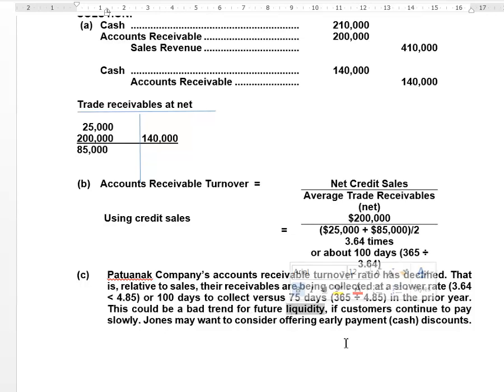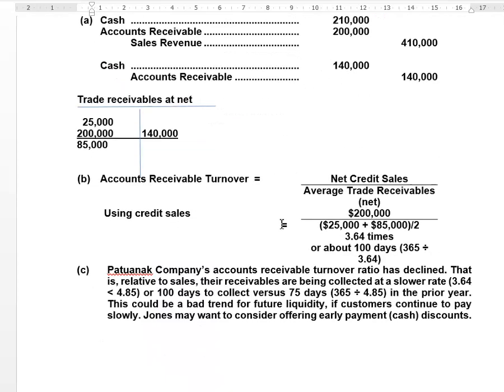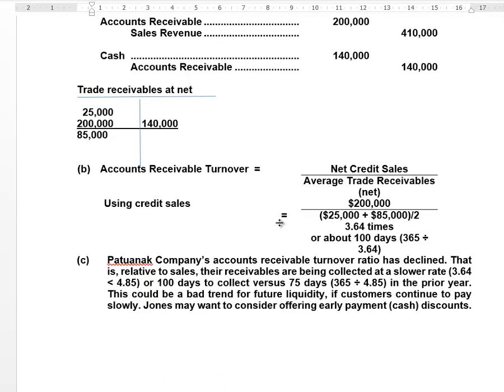So we have a problem liquidity-wise, because if we're not collecting our receivables quickly, we're not able to pay down our accounts payable as quickly, right? So our liquidity problem is worsening. Now, if we want to improve our liquidity situation, what we might consider doing is offering early payment or cash discounts. Remember, our question did say specifically that Patwanic does not offer cash discounts. So we would probably want to recommend that if they want to get their receivables in quicker, customers might pay them quicker if we give them an incentive to do so, and perhaps consider implementing a cash discount program.